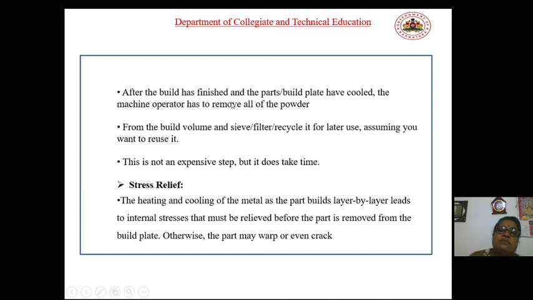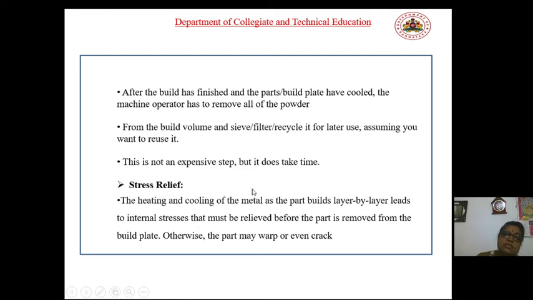After the build is finished, the parts and build plate have to be cooled. The machine operator has to remove all the powders from the build volume, and the sieve and filter recycling process is very much essential, because this is not an expensive step, but it does take time. That is, the MLT, the manufacturing lead time, will be increased.